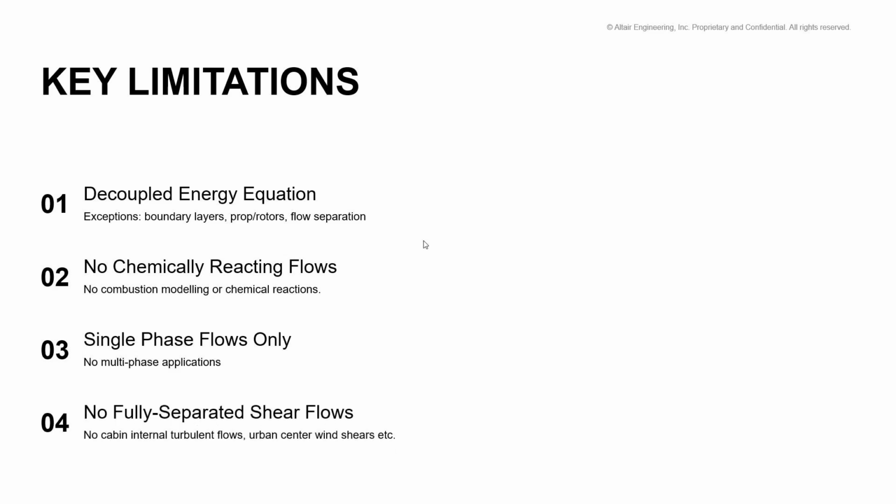So no fully separated shear flows. For the external flow, we can capture the external parameters very nicely with the interpolation schemes. But when we are talking about the cabin internal turbulent flows, those kind of simulations are not supported by FlightStream right now. Whereas for external flows, you will be able to capture the details very nicely. But internally, we cannot capture, as there is no volume mesh right now. So those are some key limitations in the FlightStream tool.